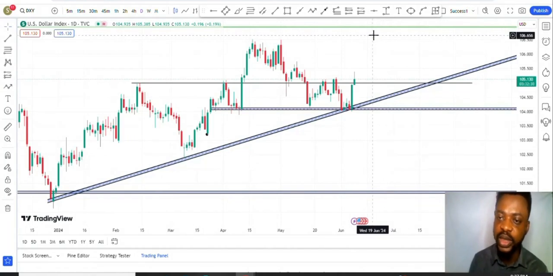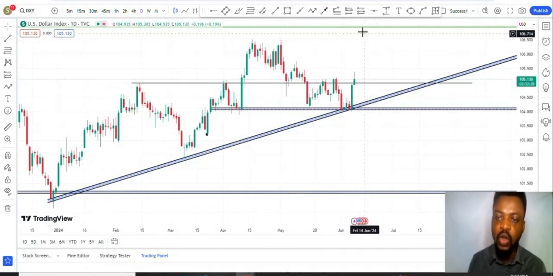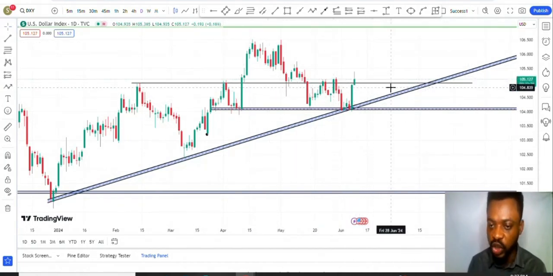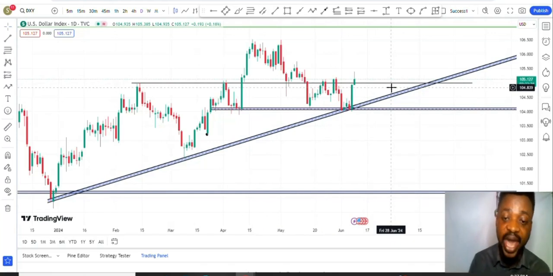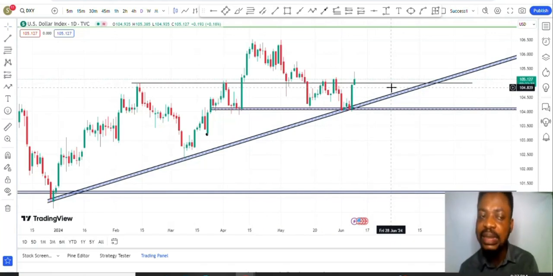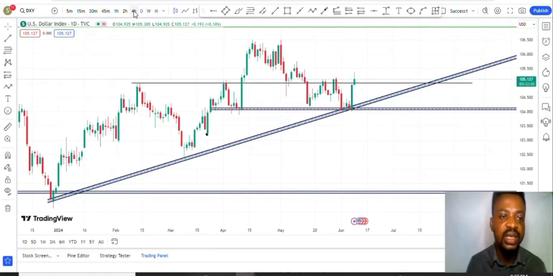So definitely Tuesday's candle close will clear our doubts, right? Tomorrow's candle close will clear our doubt on whether we're going up or coming back down to continue this range here. So that is that about the XY. I hope this is as simple as possible.